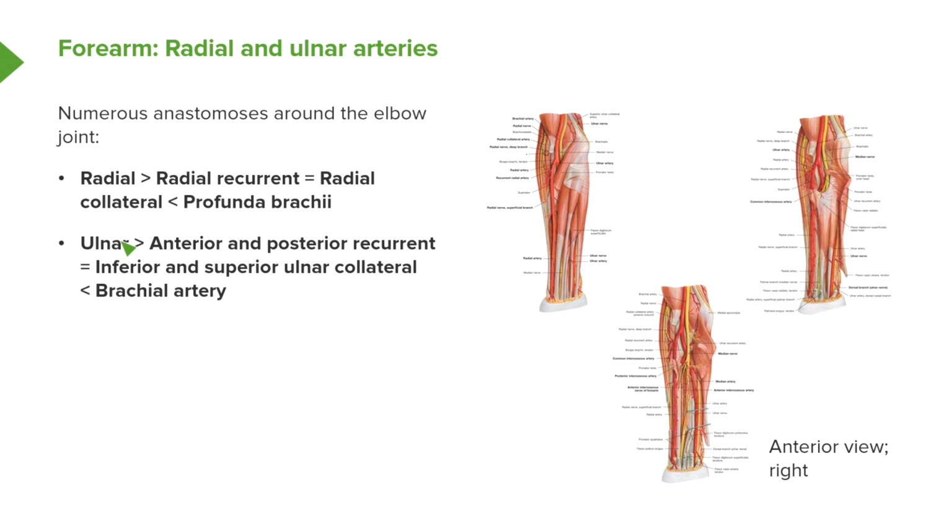With regard to the ulnar, this gives rise to anterior and posterior recurrent arteries that pass upwards, and coming from the brachial artery, we have inferior and superior ulnar collateral arteries that pass downwards. And we can see these coming up in this direction and then coming down. So these are forming important anastomoses around the elbow joint.